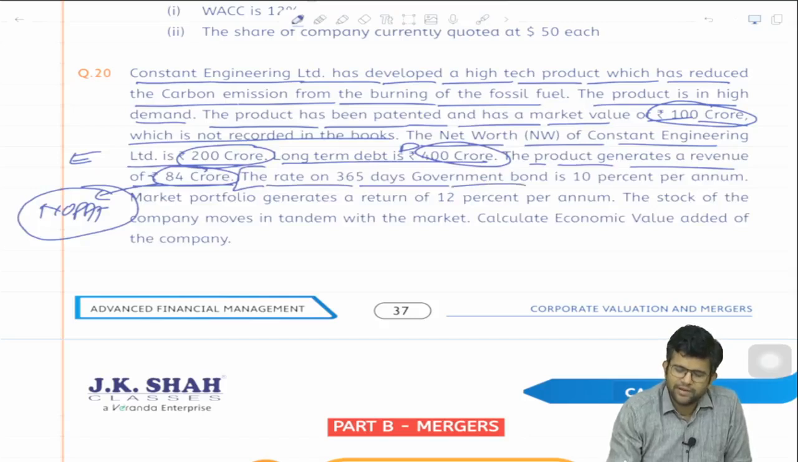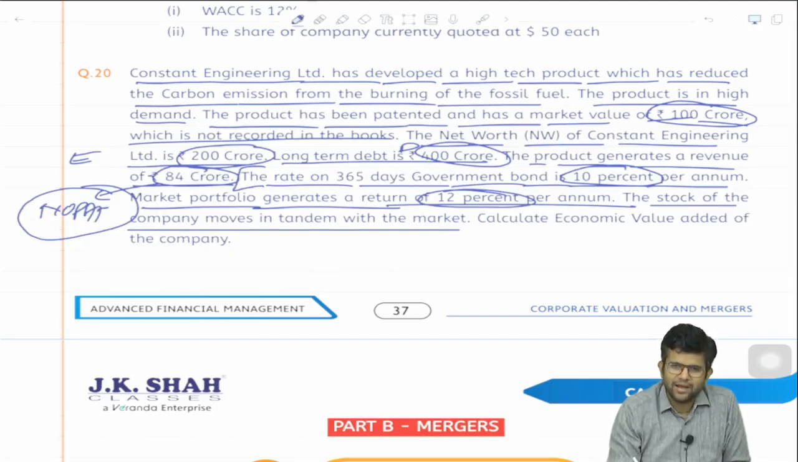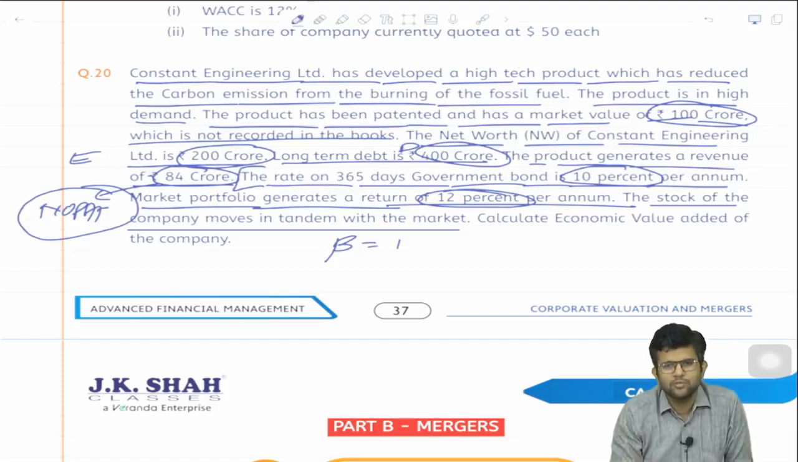Rate on 365-day government bond is 10% per annum. This is your risk-free rate. Market generates a return of 12% per annum. This is your market return. And can you tell me what this means? The stock of the company moves in tandem with the market. Why is this line given? Very good. That means beta is 1. You understand? Beta is 1, which means if market moves by 10%, this company also moves by 10% only.